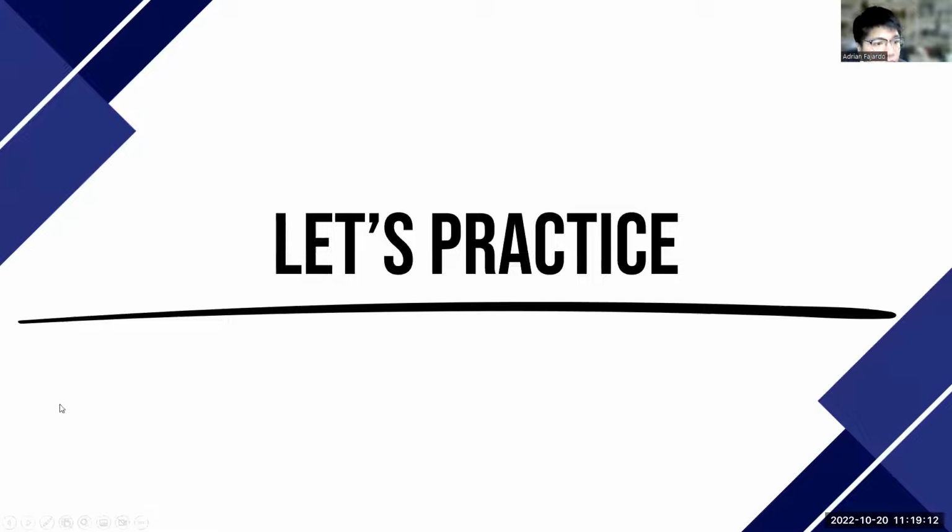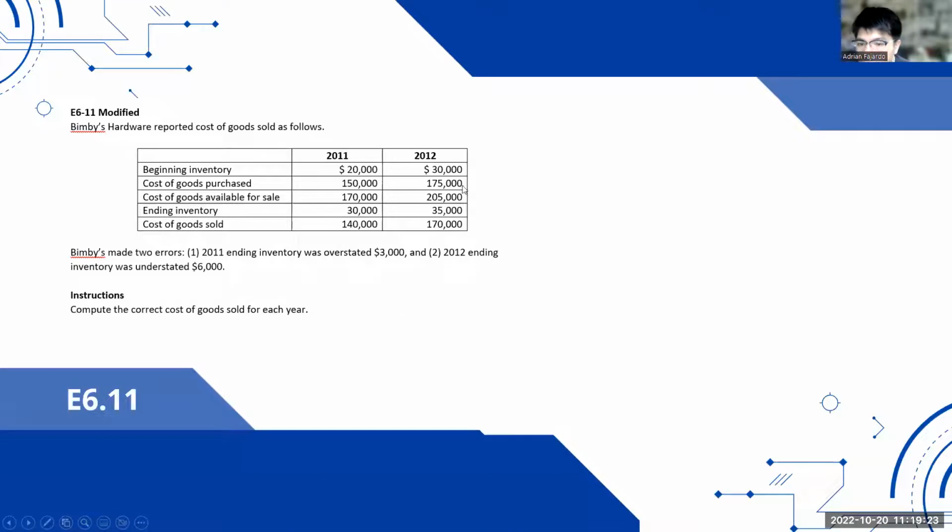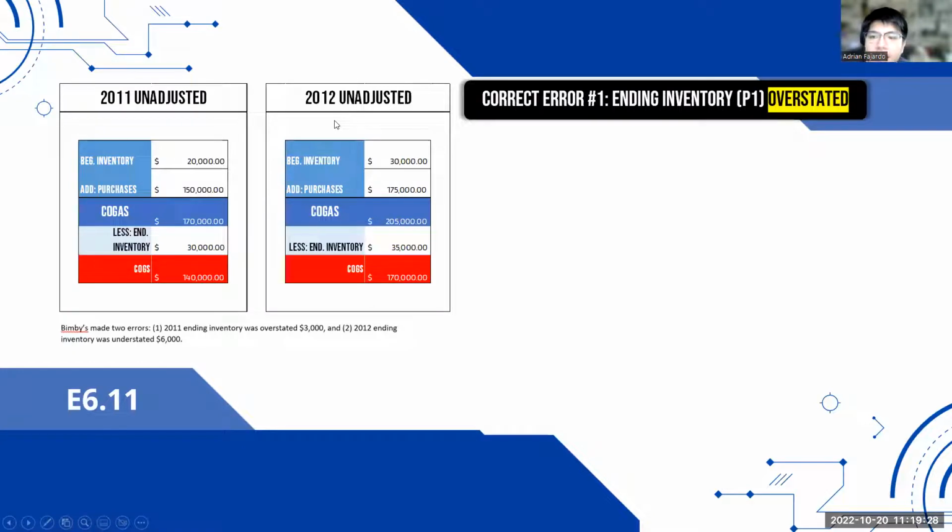Are there any questions before I move on to the exercise? Okay, kung wala, we go to 6.11. In 6.11, binigyan kayo ng 2011 unadjusted and 2012 unadjusted. Now, si Bimbi raw made 2 errors. Number 1, ending inventory in period 1, which is 2011, was overstated.